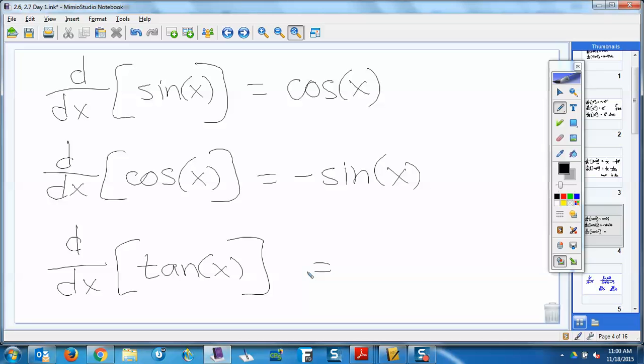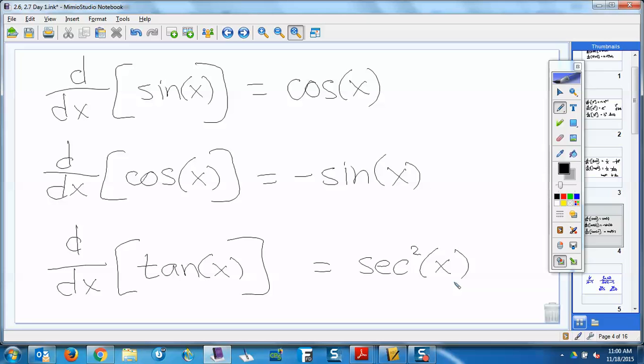All right, derivative of tangent. We'll do an example up here so we can see it this way. The derivative of tangent is secant squared, and that's it. You've got to memorize it, right? Derivative of tangent is secant squared.